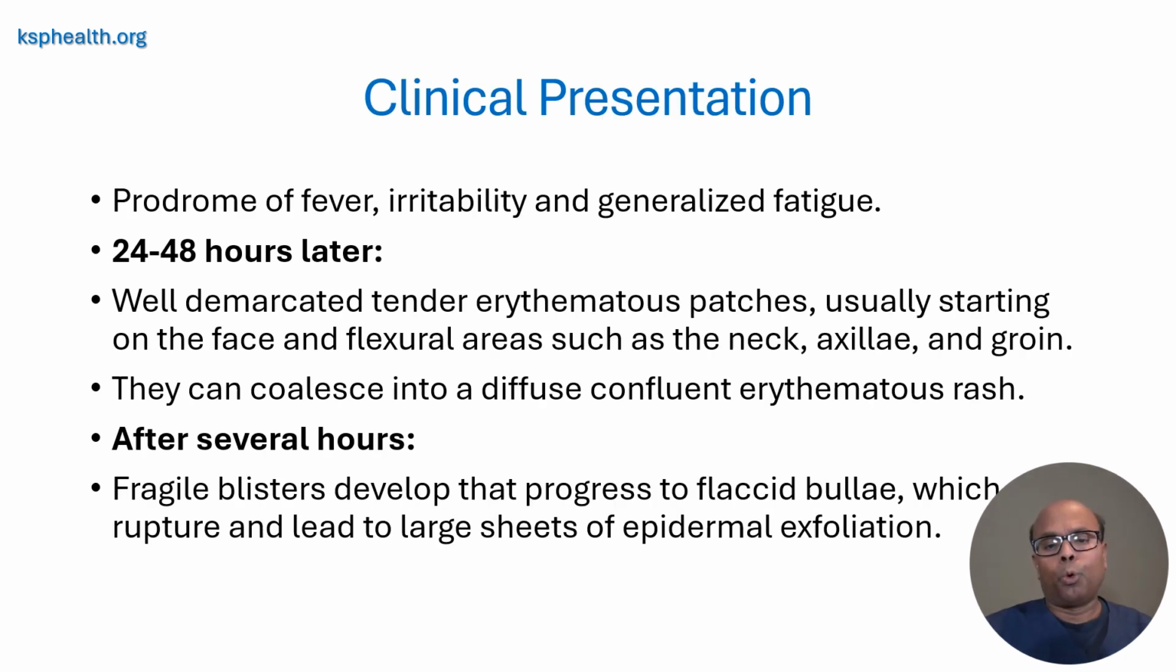These patients present with prodrome of fever, irritability, and generalized fatigue. 24 to 48 hours later, well-demarcated tender erythematous patches appear, usually starting on the face or flexural areas such as neck, axilla, and groin. Then they coalesce into a diffuse, confluent erythematous rash. Several hours after that, fragile blisters develop that progress to flaccid bullae, which rupture and lead to large sheets of epidermal exfoliation.